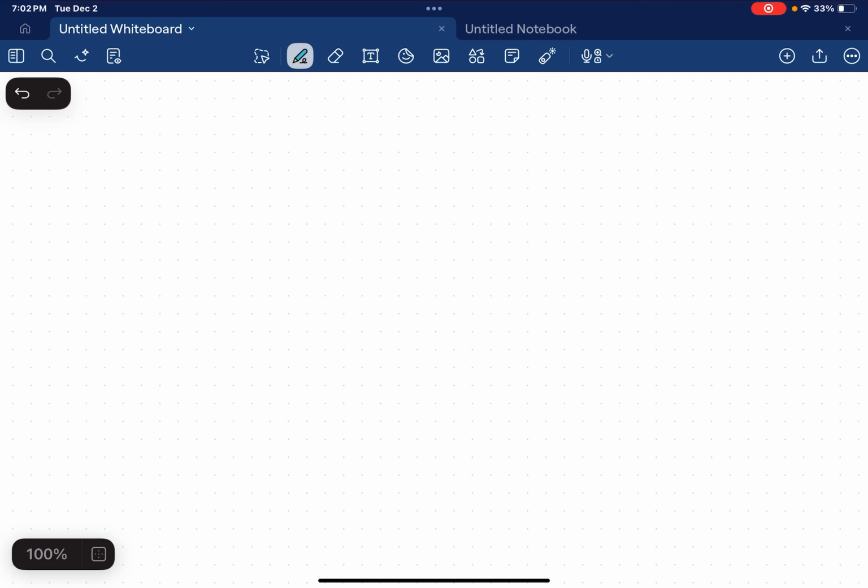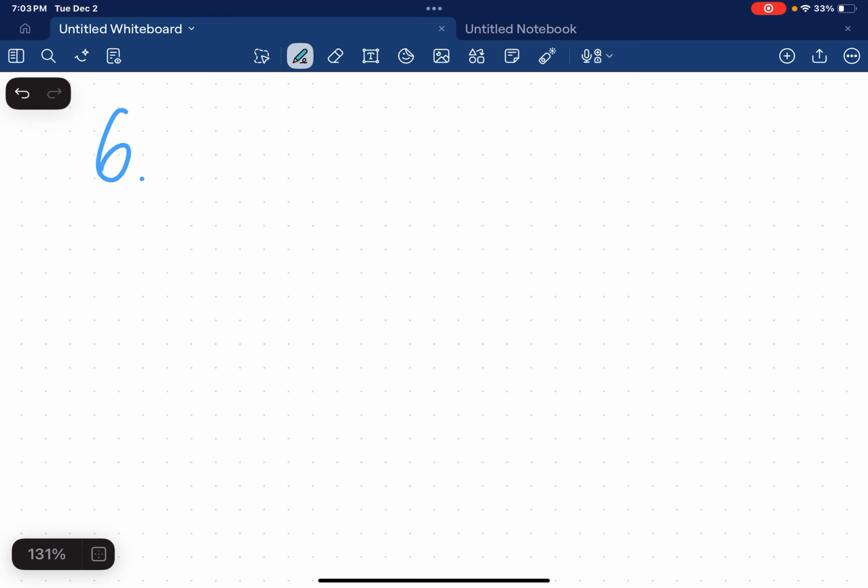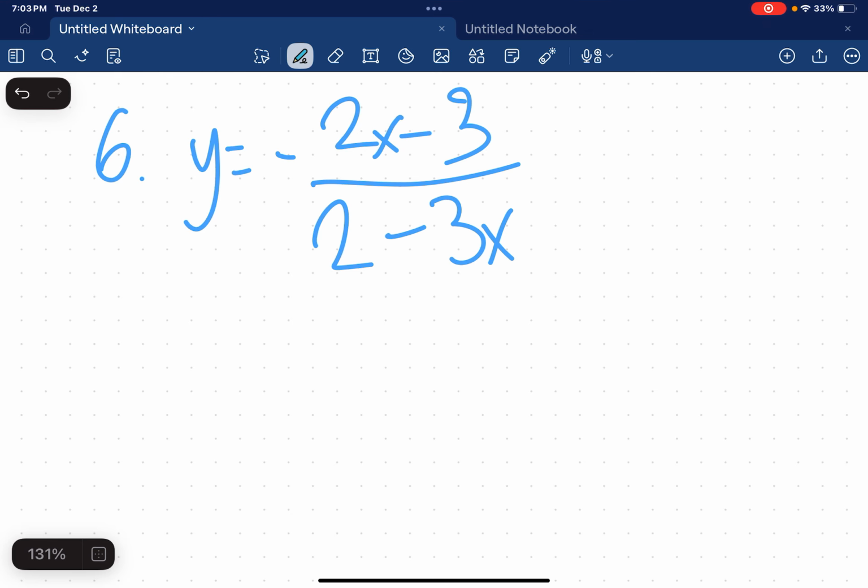Okay, on to the next one. We're switching out of red because I didn't like it. Ready to go for lighter blue this time. 6. This is the last one, right? Yeah. Awesome.